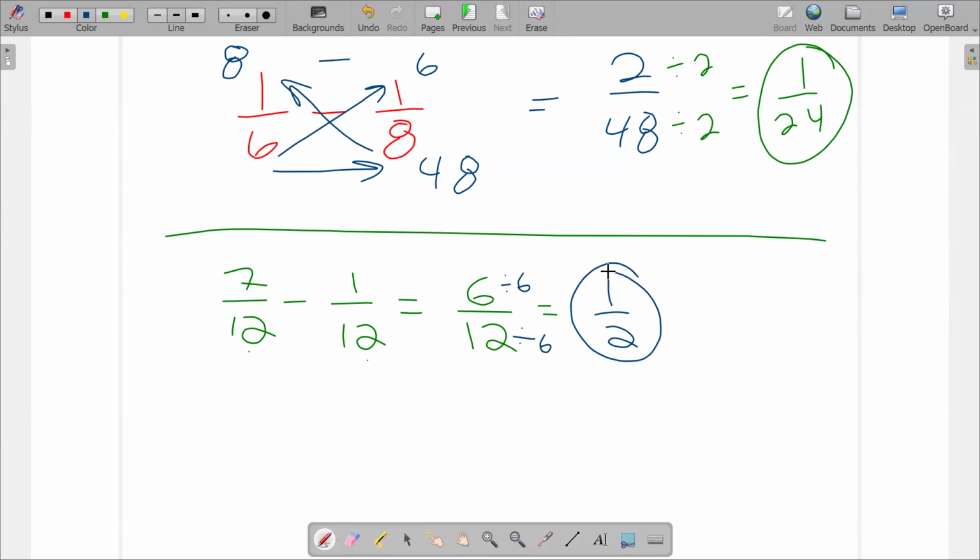So if there's not a common denominator, arrow method. If there is a common denominator, it's keep the denominator, subtract the numerators. Okay. And you keep the denominator for addition too? Yeah, addition or subtraction.